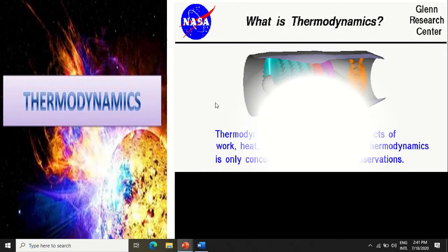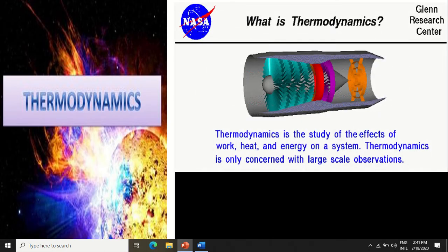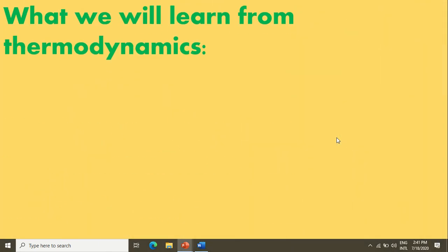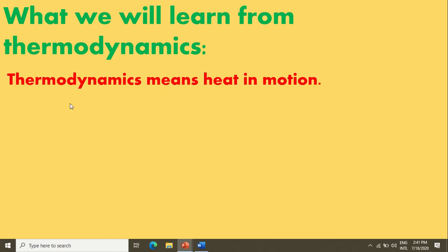Thermodynamics. At first, you have to know what is thermodynamics. Thermodynamics is the study of the effects of work, heat, and energy on a system. Thermodynamics is only concerned with large-scale observations. So what we learn from thermodynamics? Dear students, thermodynamics, here thermo means heat and dynamic means motion. So thermodynamic means heat in motion.